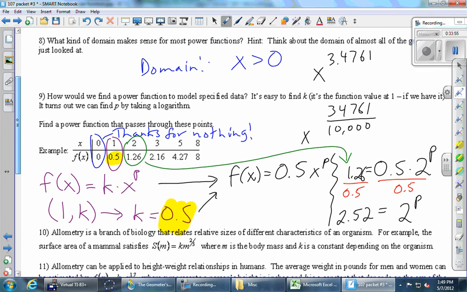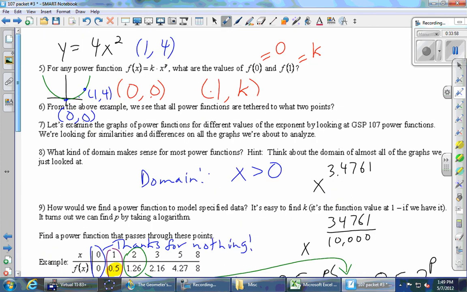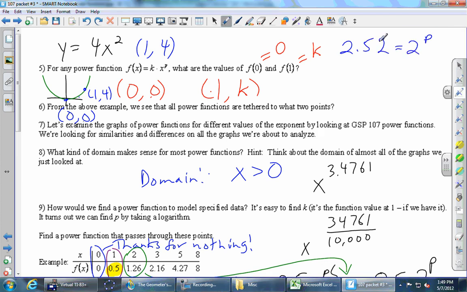Maybe we'll squeeze this up here. 2.52 equals 2 to the p. So we're doing log on both sides. And what's the nice property on the right-hand side? I can take that p and move it right to the front. So I'll copy this and bring that p into the front.